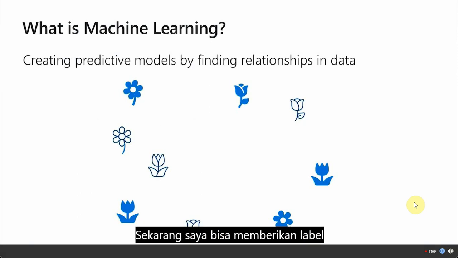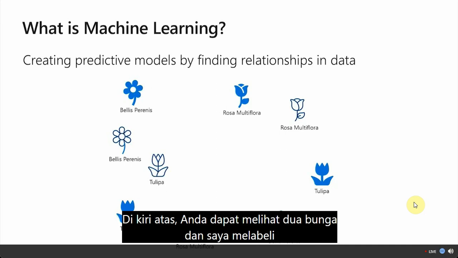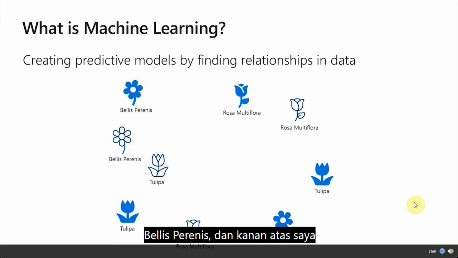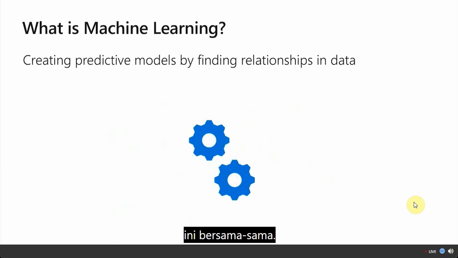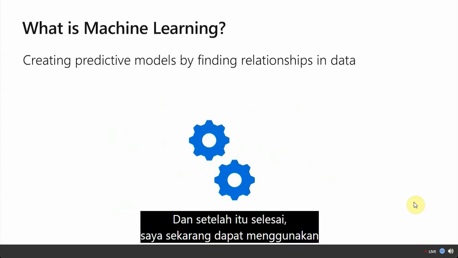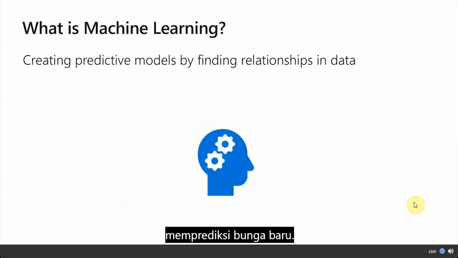Now, I can provide a label for these flowers. So I'm doing this, and you can see here I provided some labels. On the top left you can see 2 flowers, and I labeled those Bellus perennis, and the top right I named them Rosa multiflora. Now, this sample data I can process using an algorithm, and this algorithm is going to find the relationships between the features and the labels.